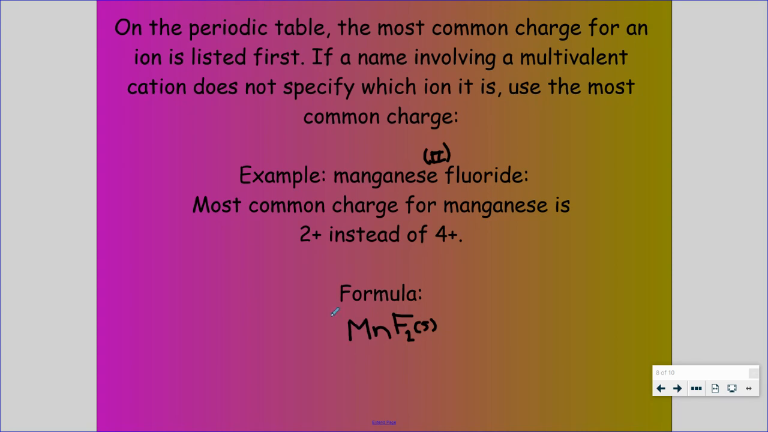Again, how did I get this? Mn has a charge, we guessed, because we are like most common, 2 plus, and fluoride has a charge of 1 negative. So we want to balance this out by saying, okay, 2 is bigger than negative 1. I'm going to add 1 more here. Now I have 2 negatives to 2 positives, and I have a 0 charge overall.